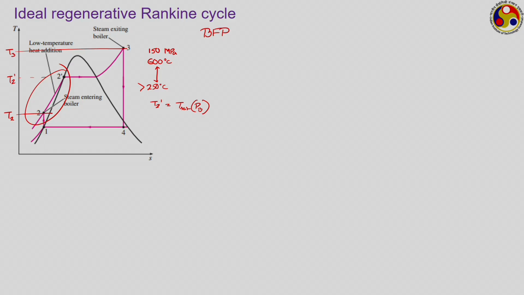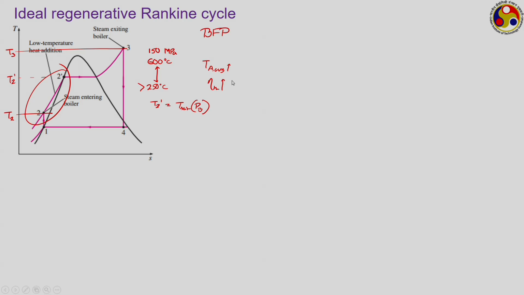So, immediately there is a big jump in the temperature level in this boiler operation, and so there is an increase in the average temperature of heat addition. T_A average increases, and accordingly the thermal efficiency will also increase.